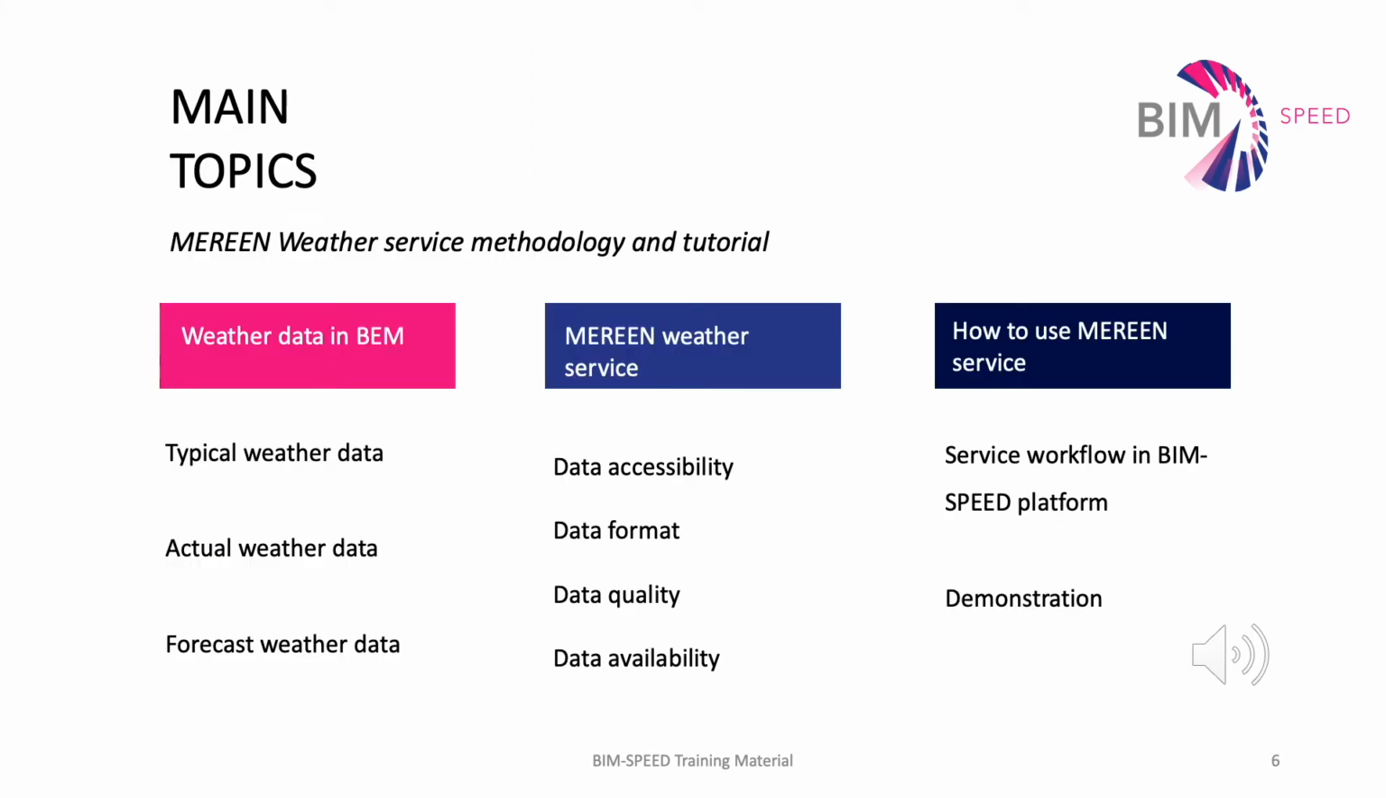The main topics which we'll be discussing in the following are: firstly, description of different types of weather data. Secondly, some specifications of the Mereen Weather Service will be discussed, including data accessibility, data availability, data format, and data quality. And lastly, a workflow of how to use this service from the BIM-SPEED platform will be shown, and a demonstration of retrieving weather data for a specific building will be presented.